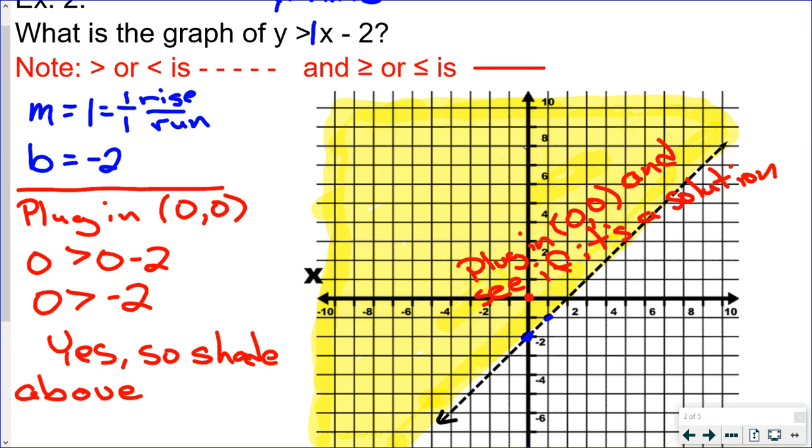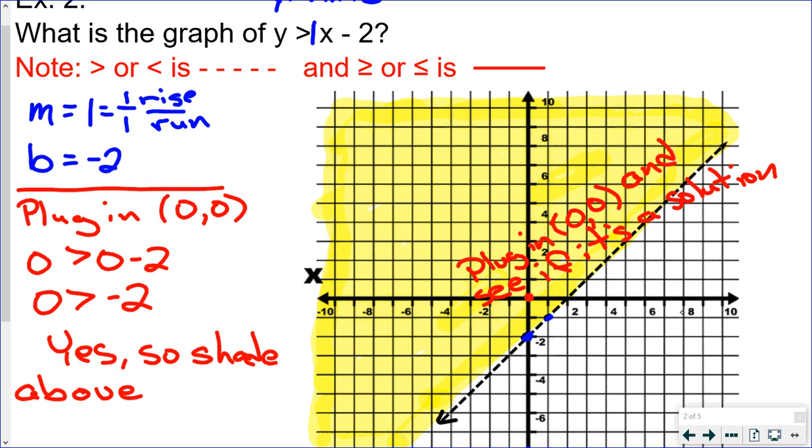So let's look at this point right here. This point right here is 0, 8. So if I plug in 0 for x, I'd have 0 minus 2 is negative 2. And I plug in 8 for y, and I'd have 8 is greater than negative 2. That's true.